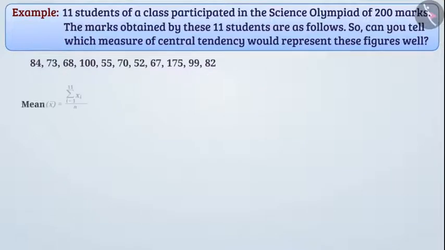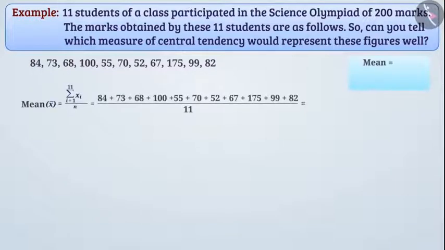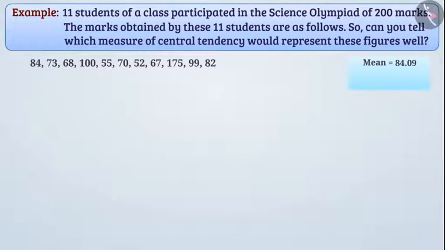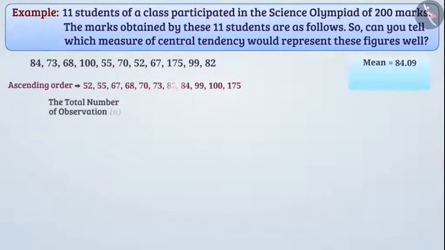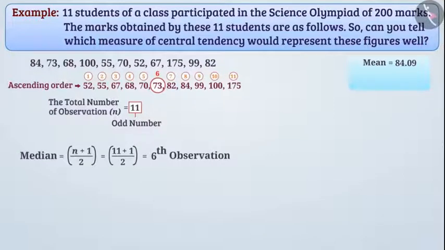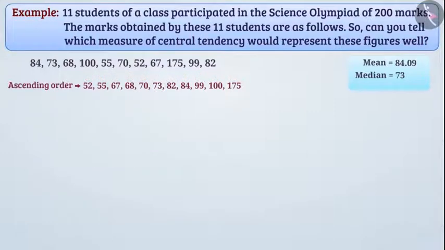Here, mean is 84.09. Now, to find the median, we will arrange the data in ascending order in this way. The total number of observations here is 11, that is an odd number. Therefore, median is the 6th observation, which is 73. Each observation occurs only once in the group of data shown. Therefore, each observation of the group of data is a mode.